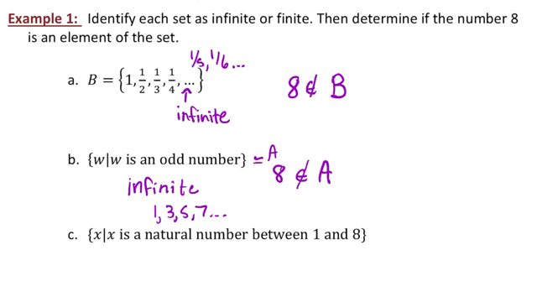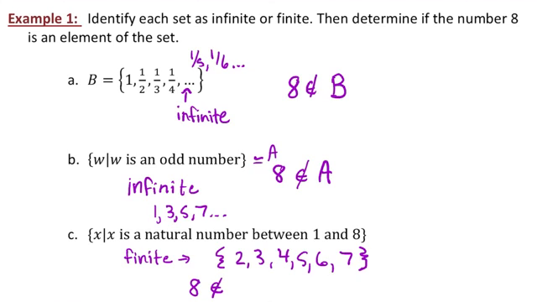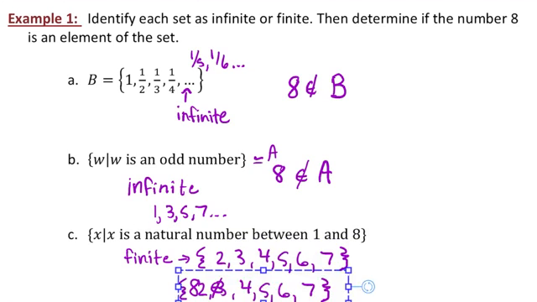Let's look at part C. So again, we're looking at set builder notation. This is a set of all of our numbers X such that they are natural numbers between 1 and 8. So natural numbers, quick reminder, are your positive whole numbers. So this is going to be a finite set because that's just the numbers 2, 3, 4, 5, 6, 7. It stops, I can list them out, it ends. So it's a finite set instead of infinite. And again, between does not include 1 and 8. So 8 is not an element of this set.